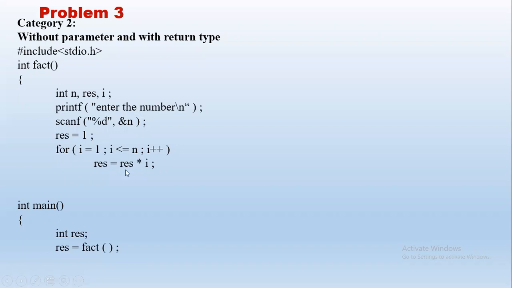Let's say if we give 5, result value becomes 120. If we give 6, 120 into 6, it becomes 720, right? So there it calculates n factorial and the value is stored in result.